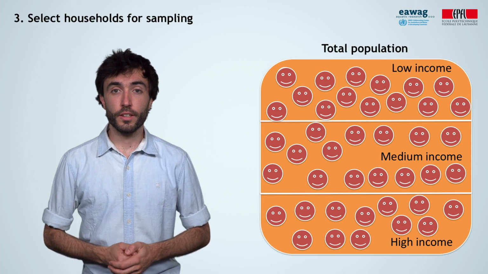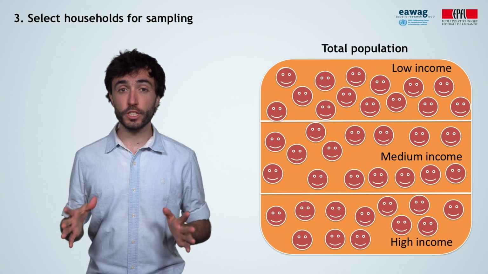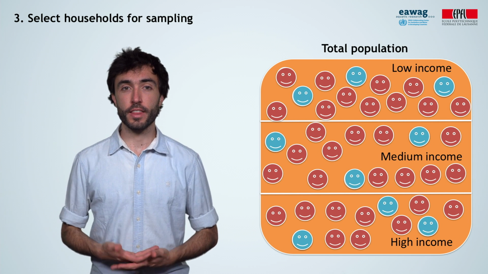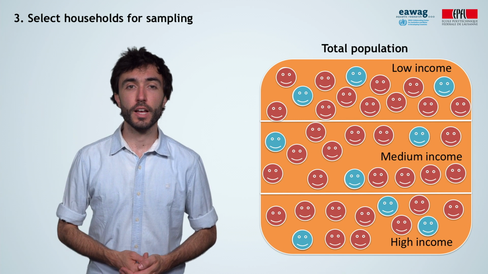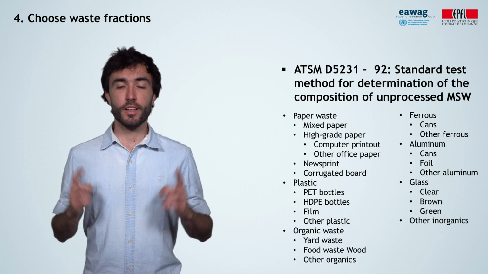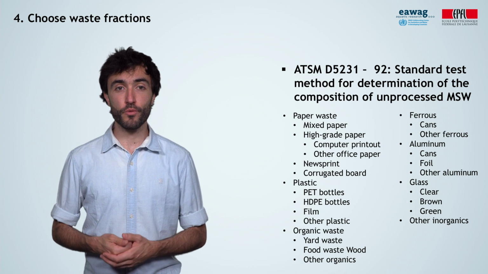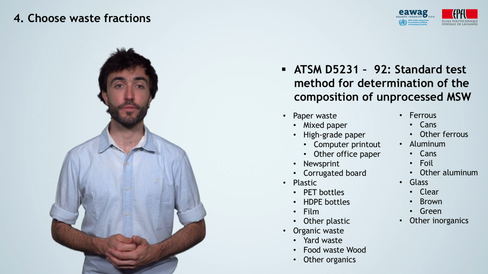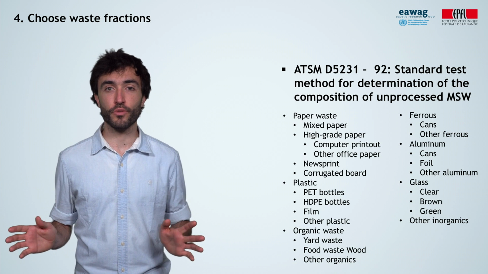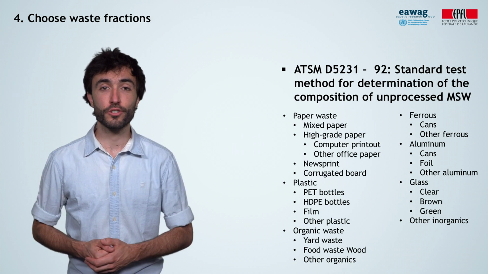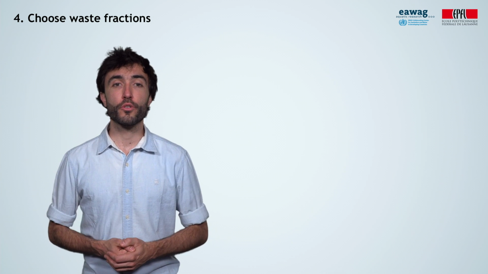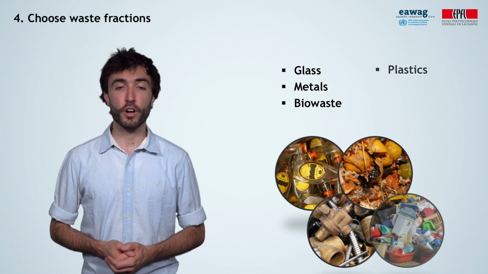Once you've calculated the required number of households from which you need to take the samples, identify and randomly select these households for the audit. Assign a number or a code to each of them. Then, you need to decide how many waste fractions you want to consider. Characterization studies can be conducted for an extensive list of waste fractions, such as the ones considered here in the ASTM standard, or in a simple list consisting of the main fraction categories.